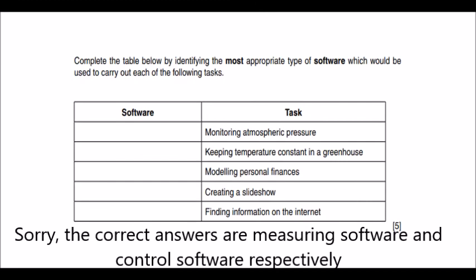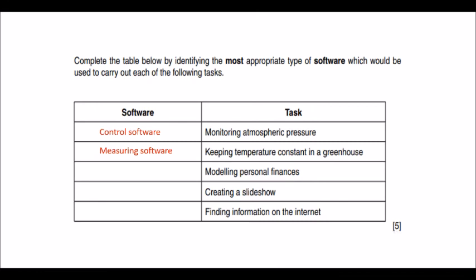Next, this one, monitoring atmospheric pressure. What is that? That kind of software is called control software. Then the second one is measuring software, keeping temperature constant in a greenhouse. We are measuring something, so that's measuring software. Then what about this? This is spreadsheet software. And creating a slideshow, what is that? Presentation software.